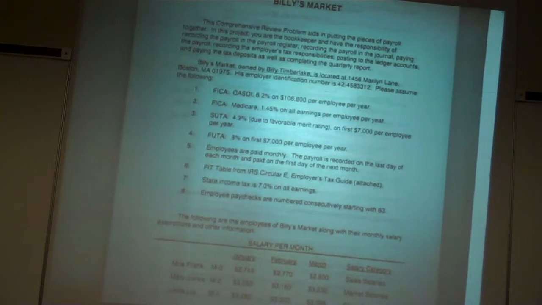Is everybody married or single? I can't remember what it did on that one. Everybody's married? Okay. State income tax is 7% on all earnings. Employee paychecks are numbered consecutively, starting with number 63. The following are the employees of Billy's Market, along with their monthly salary, exemptions, and other information.